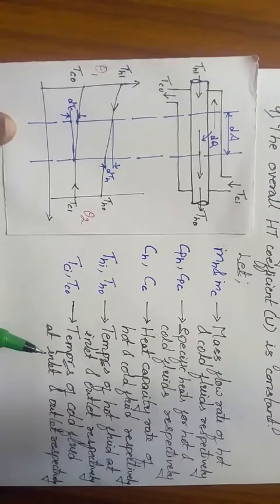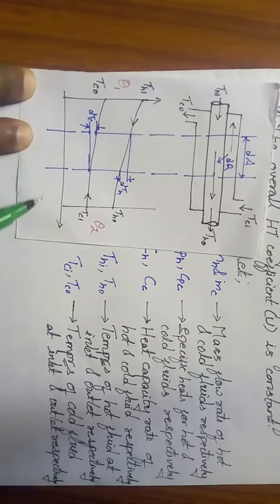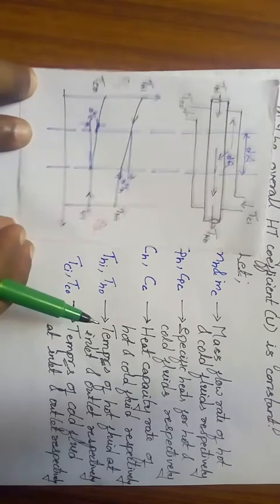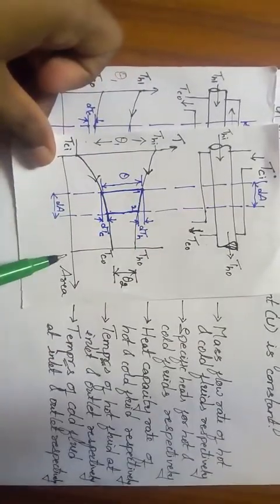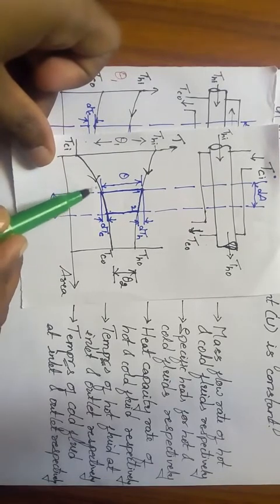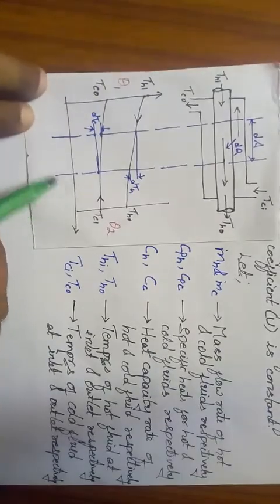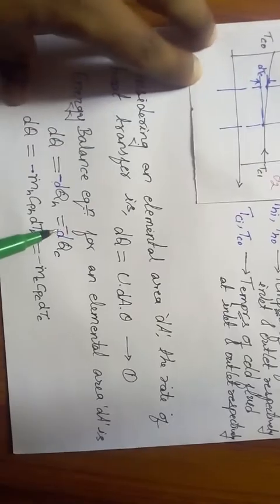Coming to the cold fluid, with the increase in length, temperature is being decreased. No doubt the direction of flow is from right to left, but the temperature is decreasing along the length. But it was not so in the parallel flow heat exchanger. There, with the increase in length, temperature was increasing, so it is positive. Here, with the increase in length, temperature is decreasing, so it is negative. So I'll get a minus sign here.